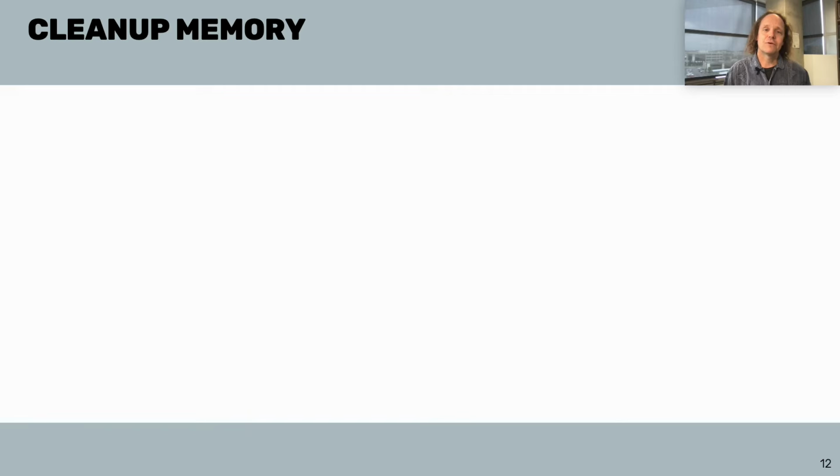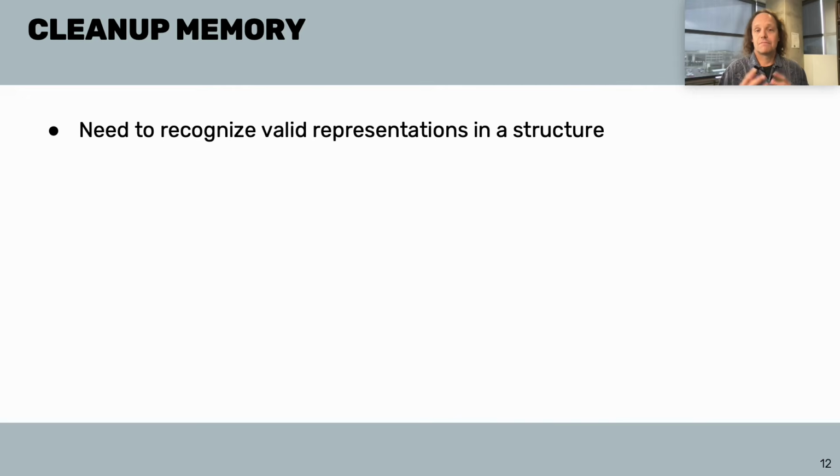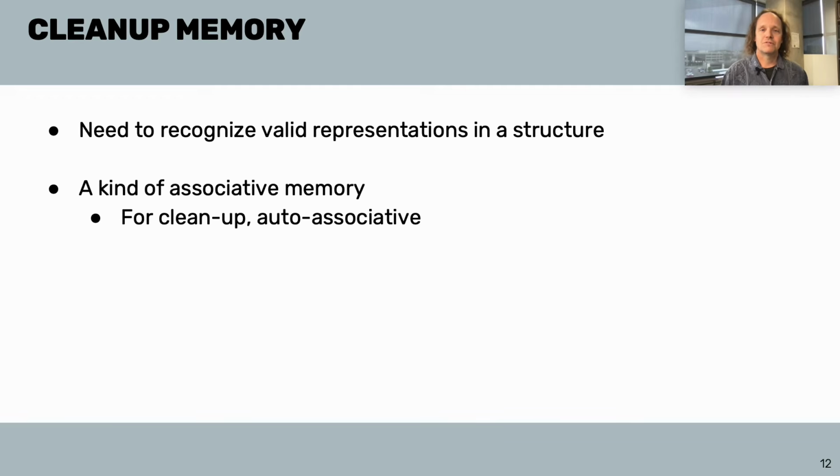Now, similarly, we're also interested in cleanup memory. This turns out to be a little bit more complicated. It's a difficult computation to perform, and essentially it's a max function. But it's really important because it lets us recognize valid representations once we've done something like unbind them from a complicated structure. Ultimately, we can think of this as an associative memory because really what it's doing is essentially getting rid of the noise in a representation. So we're performing auto-association between a vector and a noisy version of that vector.